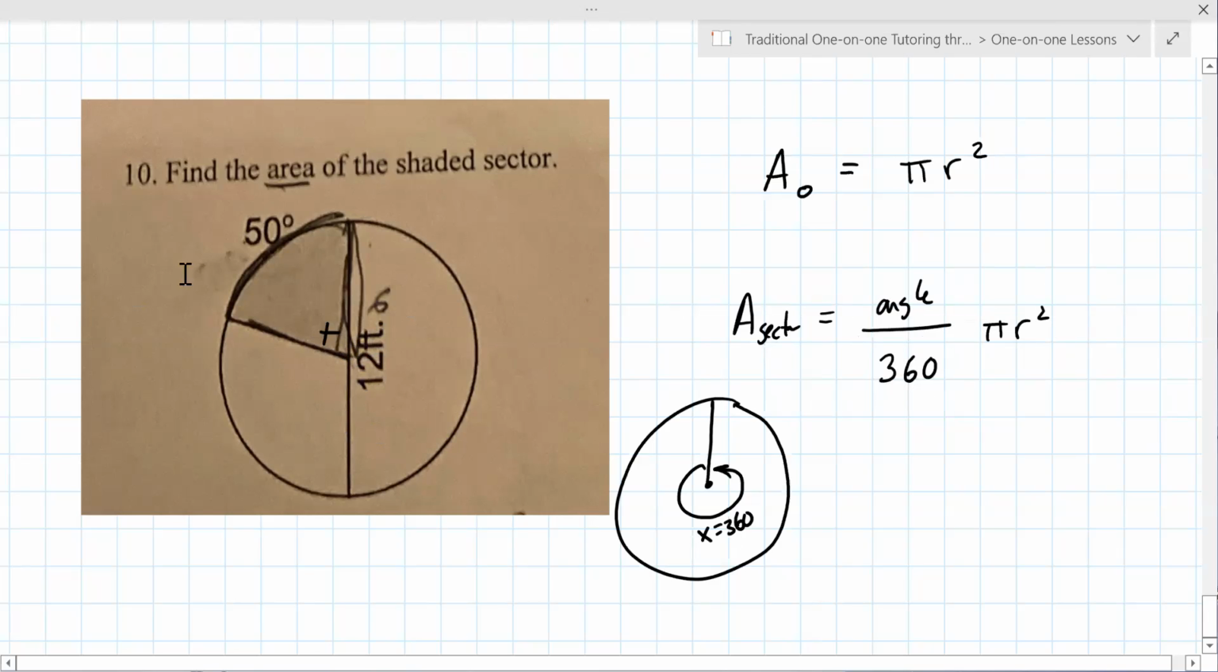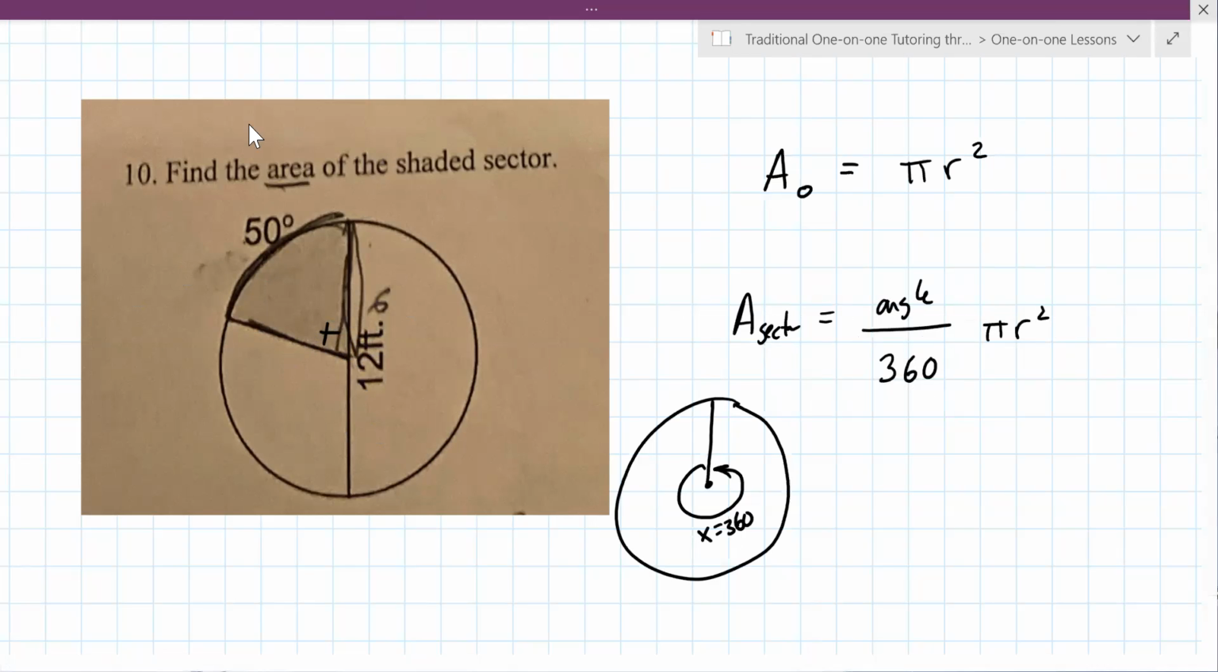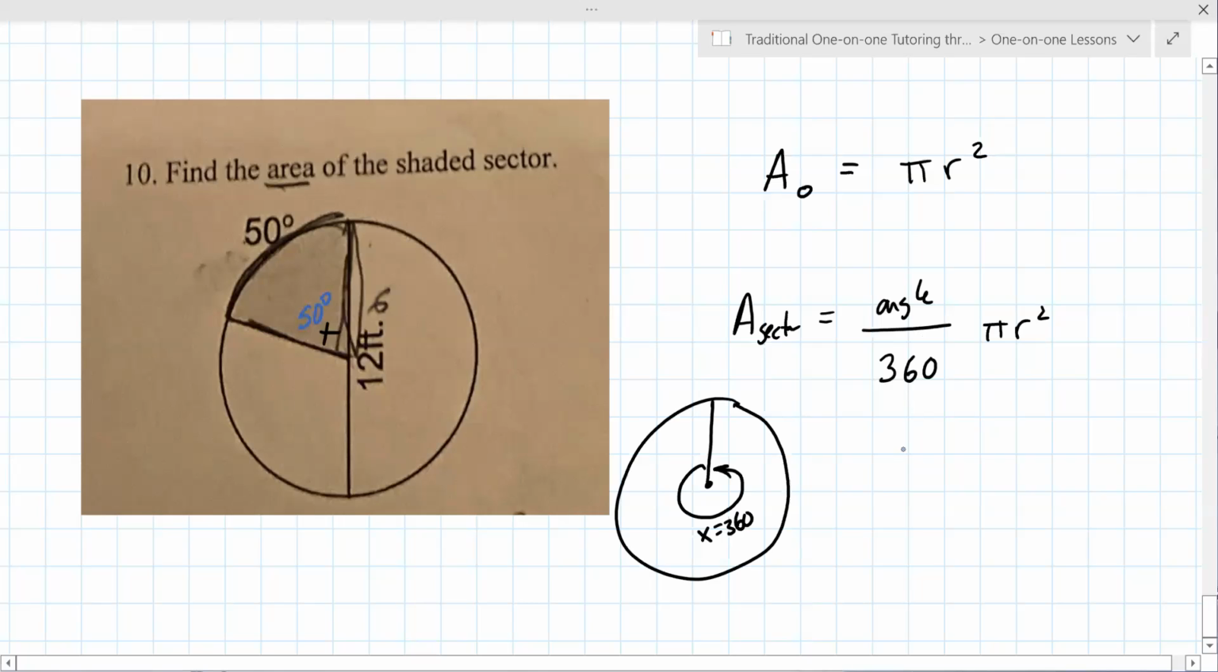Okay, so in this problem, what is the central angle? What is the angle that they're giving you? 50 degrees. Okay, so it's 50 over 360. What is the radius of your circle? Nope, radius. Distance from the center. 50. Try again. 100.